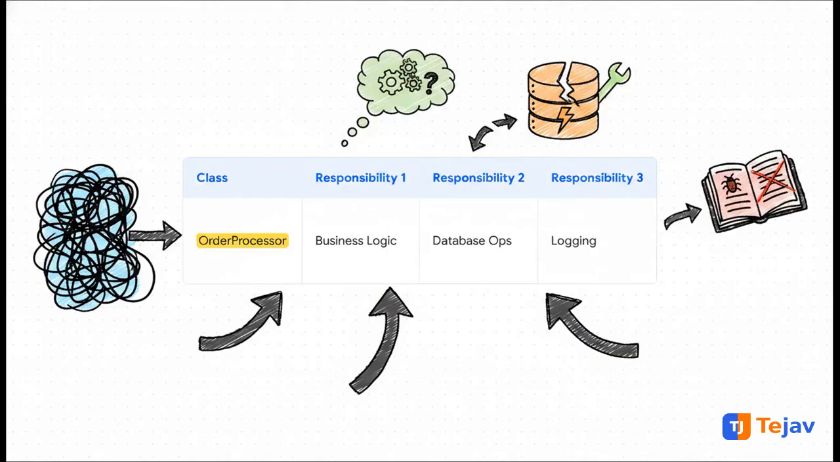Okay, take a look at this OrderProcessor class. This thing is a classic offender. It's handling business logic, it's talking directly to the database to save stuff, and it's also in charge of logging errors. You see the problem? It has three completely different responsibilities all crammed into one place. This is an absolute nightmare to maintain. A small change to the database could accidentally break your logging.